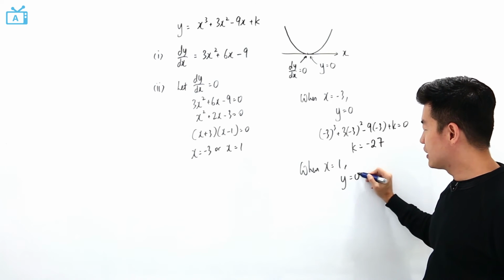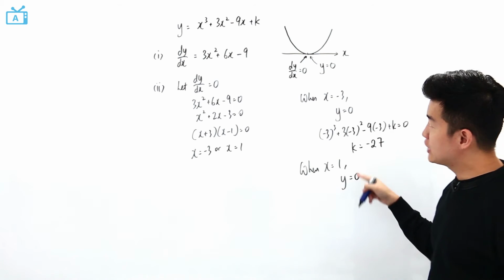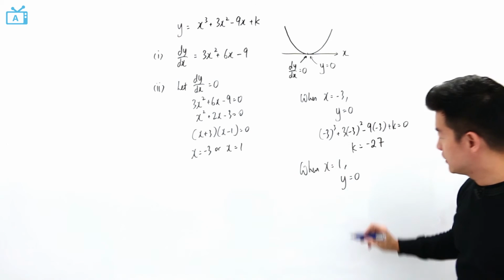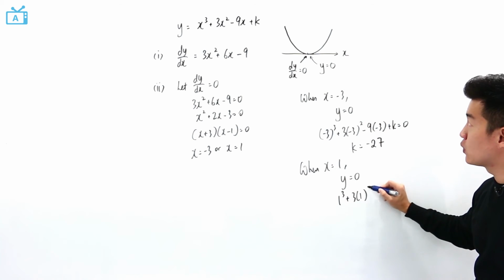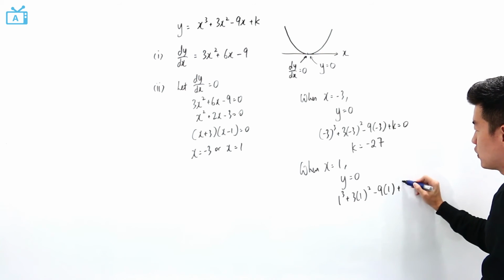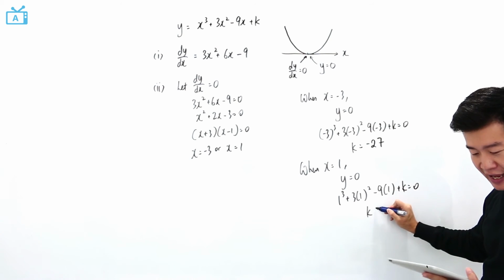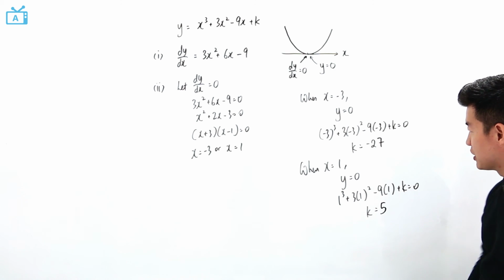And when x is equal to 1, y is equal to 0. Substituting these two pieces of information back into the original curve, it is going to be 1 cubed plus 3 times 1 squared minus 9 times 1 plus k is equal to 0. And this alternative value of k is going to be equal to 5.